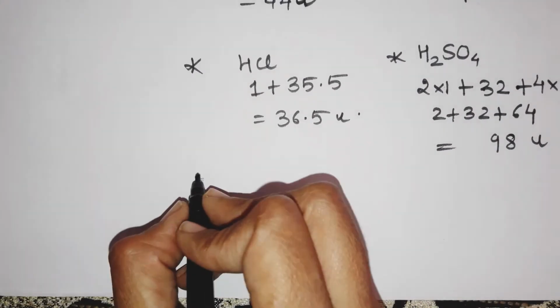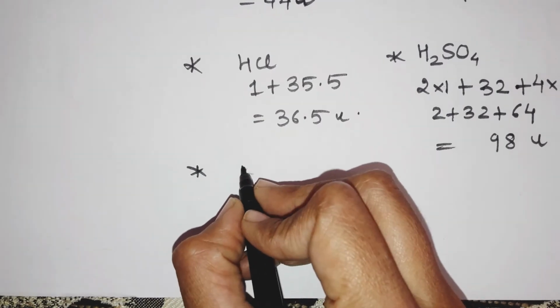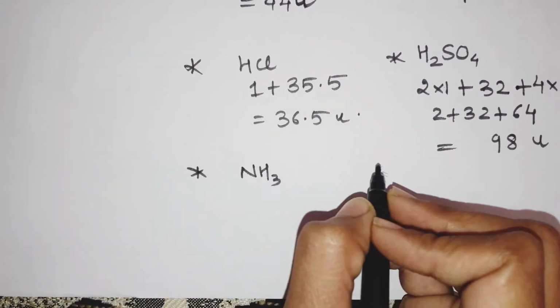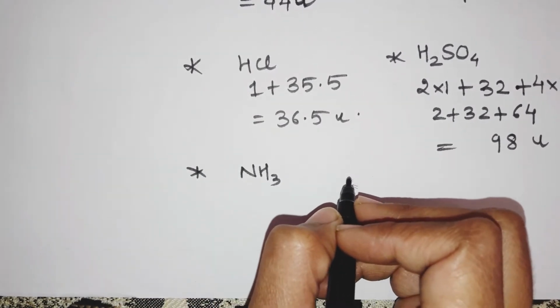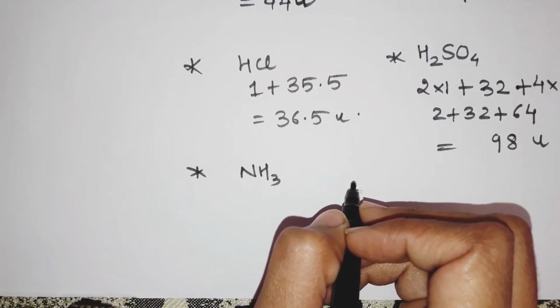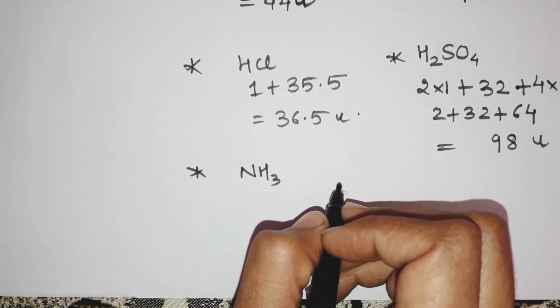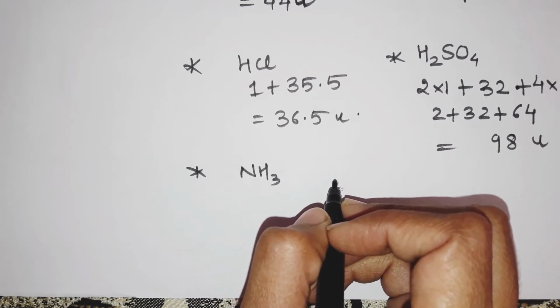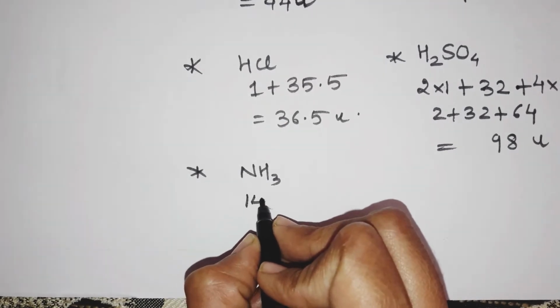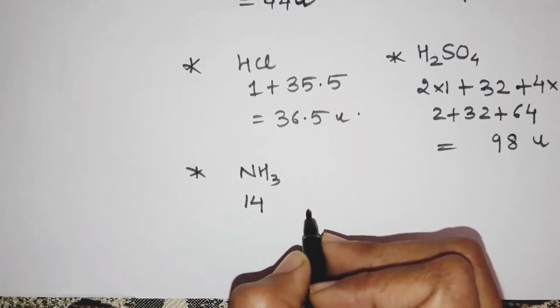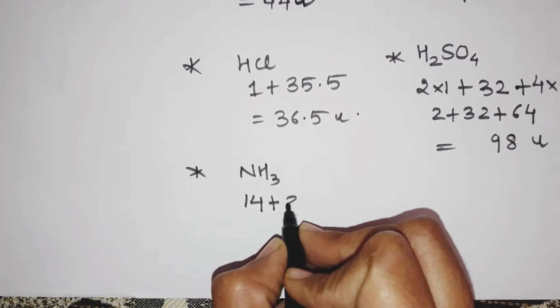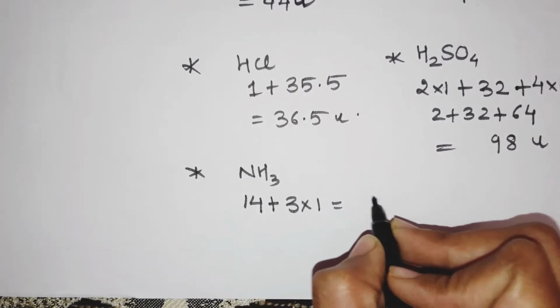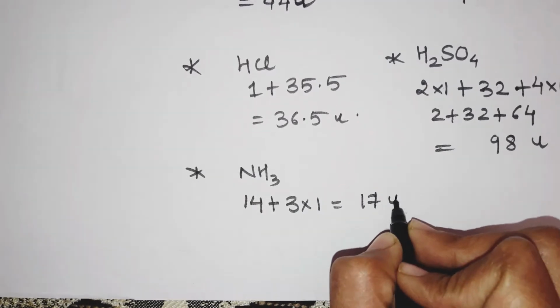Now you might have heard about a basic gas, ammonia. This is ammonia, NH3. Don't get confused between ammonia and ammonium ion. Ammonium ion is NH4 plus and ammonia is NH3. So in NH3 nitrogen has an atomic mass 14 and hydrogen again 1, 3 into 1, this will be equal to 17 U.